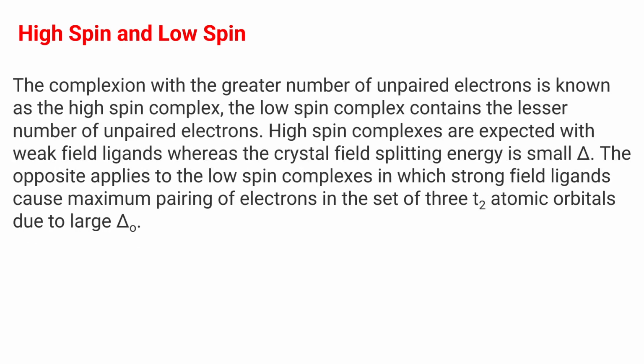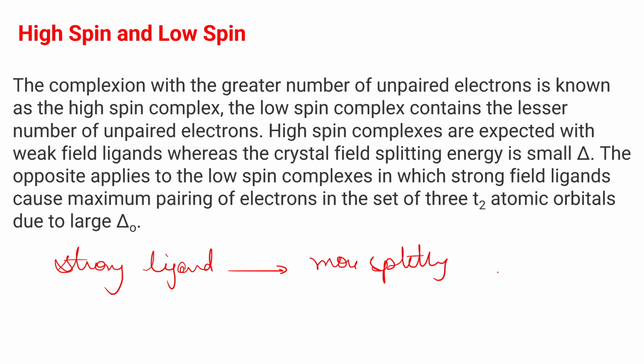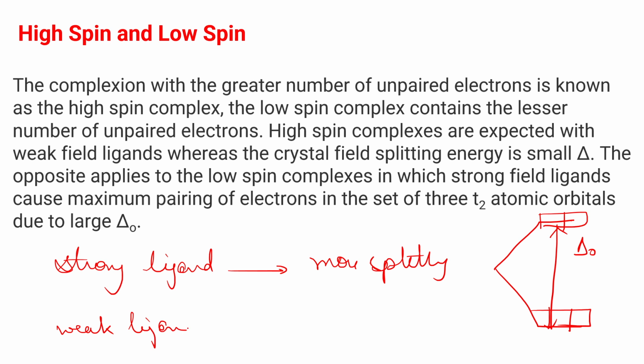Coming to high spin and low spin complexes, as you have already seen, strong ligands cause more splitting. This delta naught will be more. And weak ligands will cause less splitting.